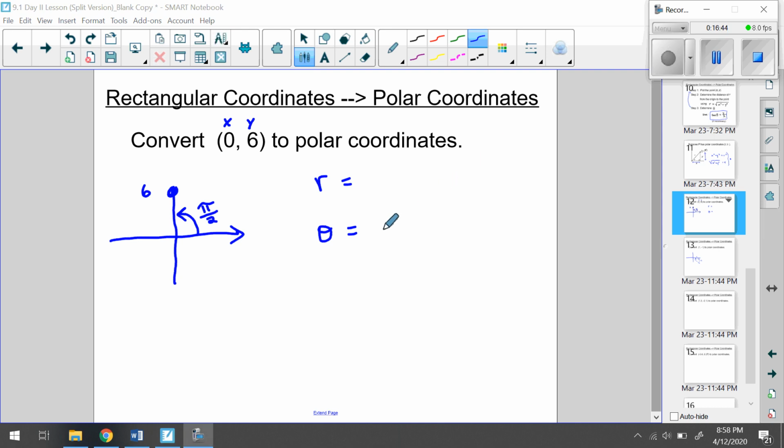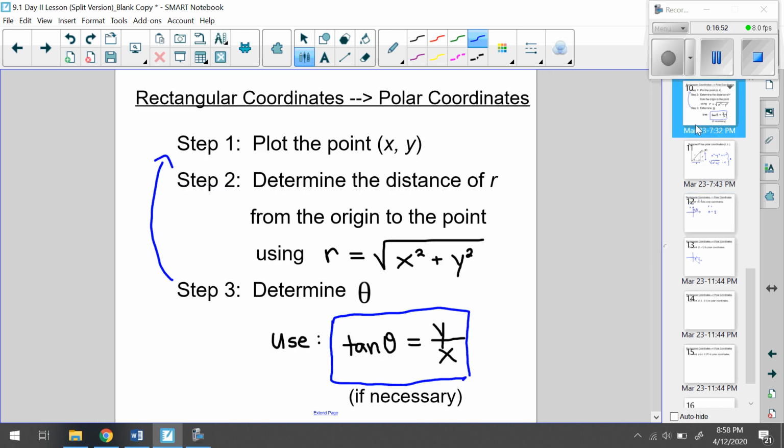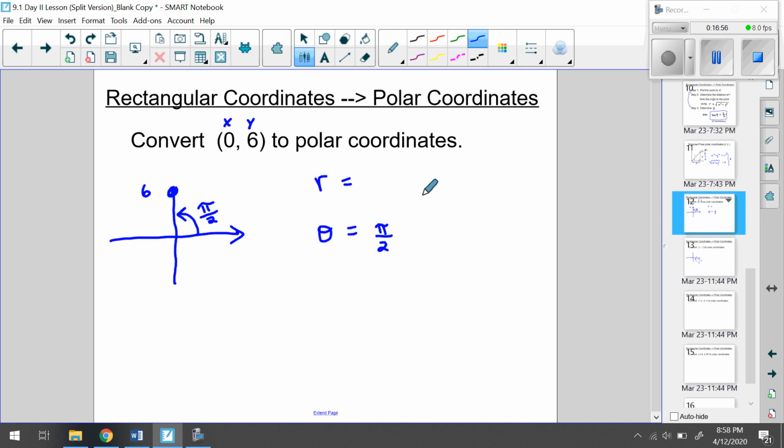So that's going to be our theta value, pi over 2. And then our r value is really easy to see. If you go back and look at our directions here, it says to use the Pythagorean theorem to help us out. But in this one, it's so easy that we don't really need to do that. We can just count up 6 units. We don't need the Pythagorean theorem to tell us that we're going in this direction 6 units to get to that coordinate. And so our r value is 6.